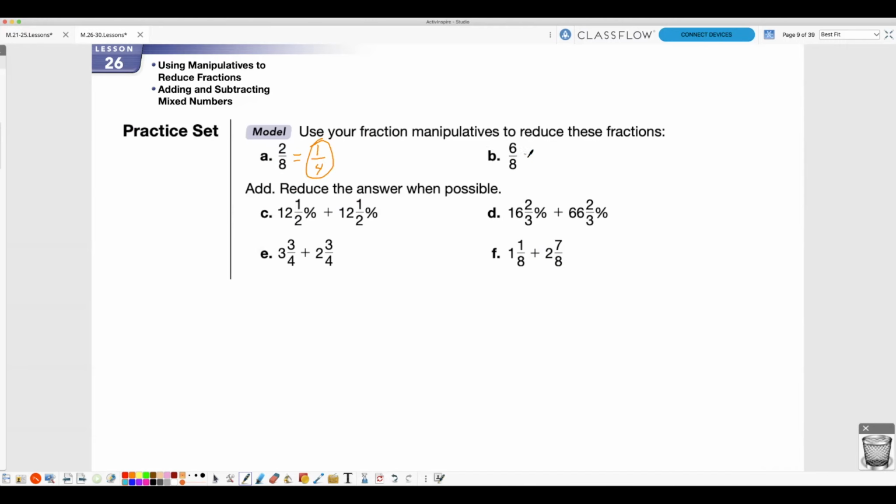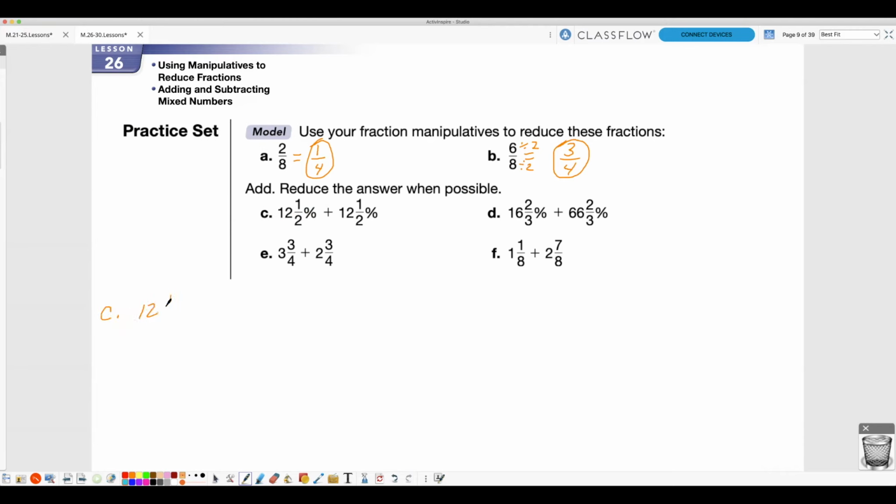6/8. Using fraction manipulatives, you might recognize that both these are divisible by 2. If I divide them both by 2, I get 3 in the numerator and 4 in the denominator. This would be the reduced fraction of that. Letter C, go ahead and do 12.5% plus 12.5%.